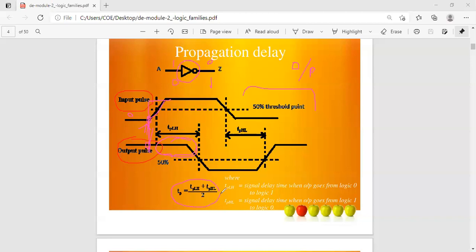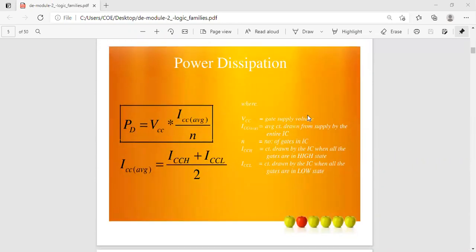Propagation delay is the average time duration of changing from one state to the other state. That means low to high and high to low, low to high and high to low transition. The average time duration to go from here to here, and come back from here to here, finally reaching the original position, is the propagation delay. So each and every circuit has this. Every circuit has this propagation delay. We have to reduce it. Why? Only then can we increase the processing speed.